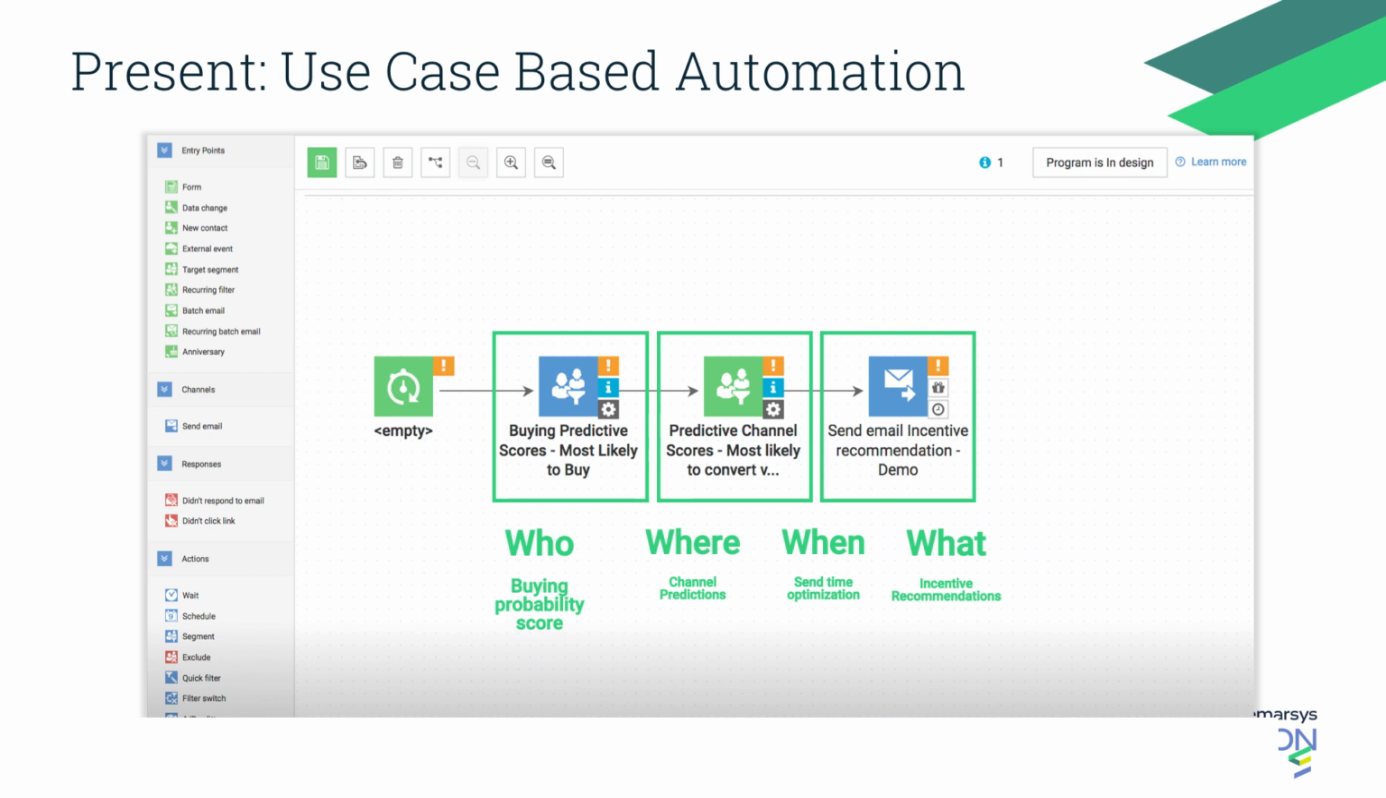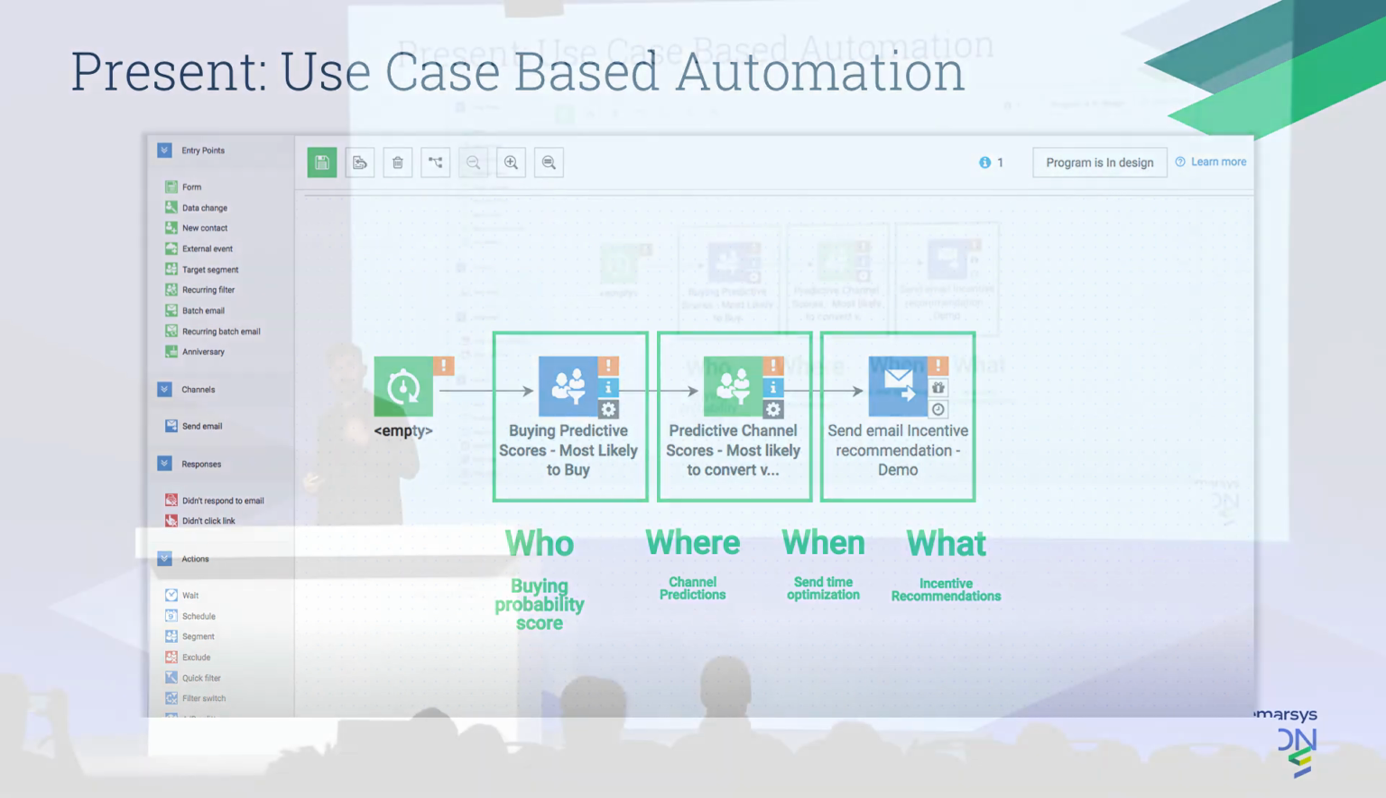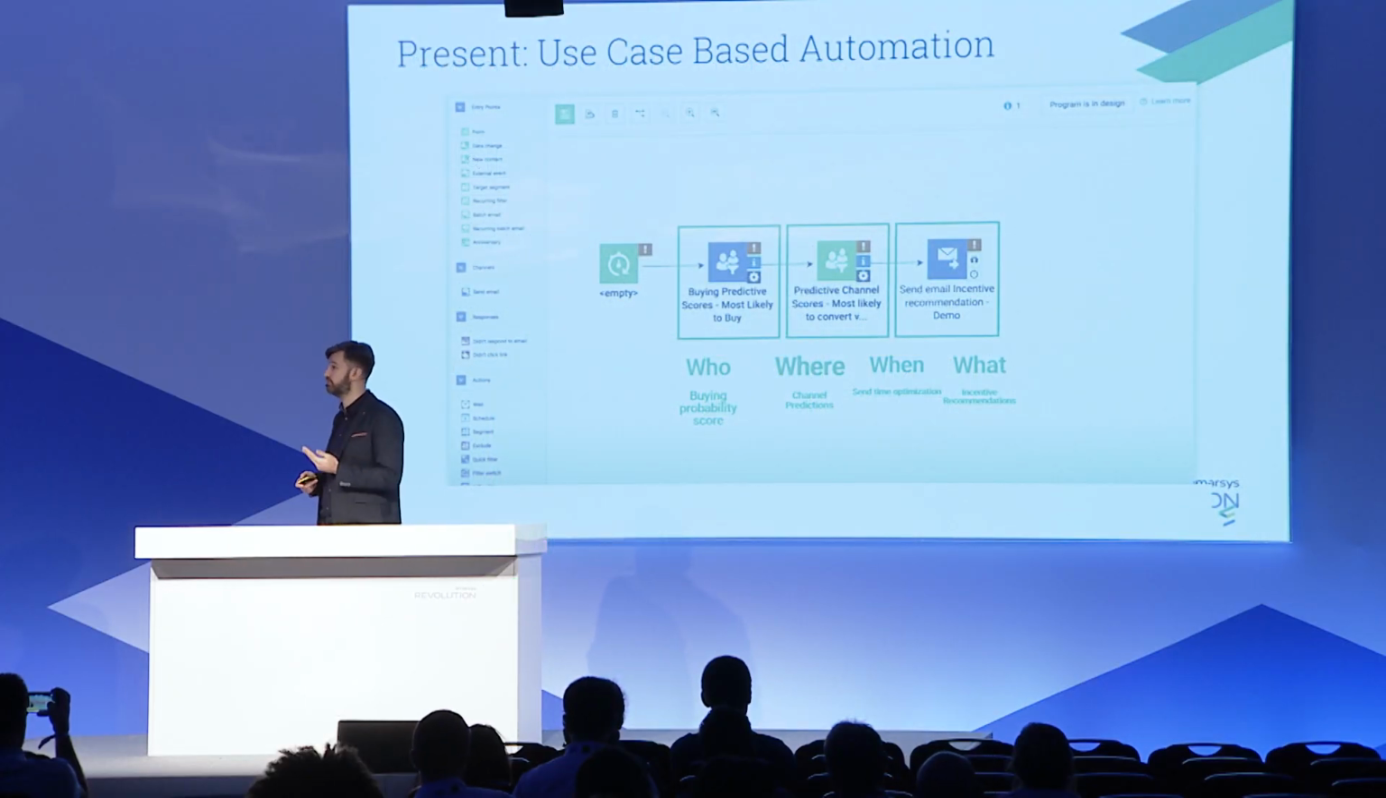Which channels are they most likely to engage? And that's not just your marketing channels. Is it online? Is it your mobile app? Or is it a physical store? And if it's a physical store, which physical store? Help me understand what this customer needs to have.